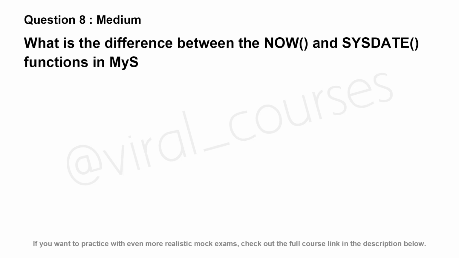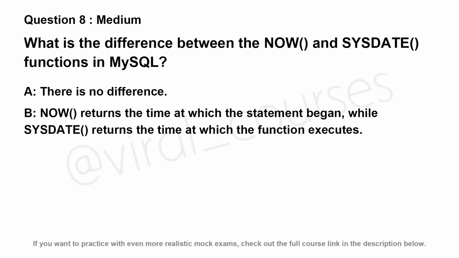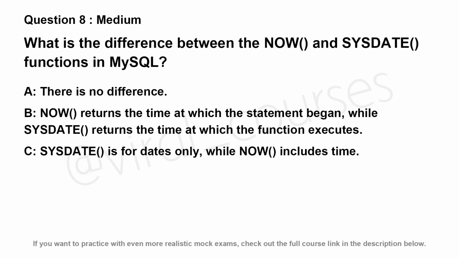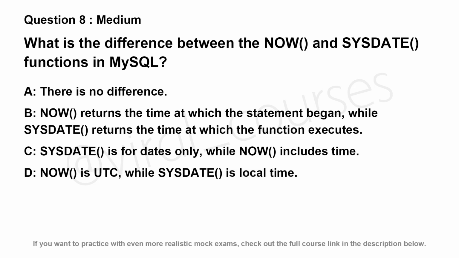What is the difference between the NOW and SYSDATE functions in MySQL? Option A, there is no difference. Option B, NOW returns the time at which the statement began, while SYSDATE returns the time at which the function executes. Option C, SYSDATE is for dates only, while NOW includes time. Option D, NOW is UTC, while SYSDATE is local time.